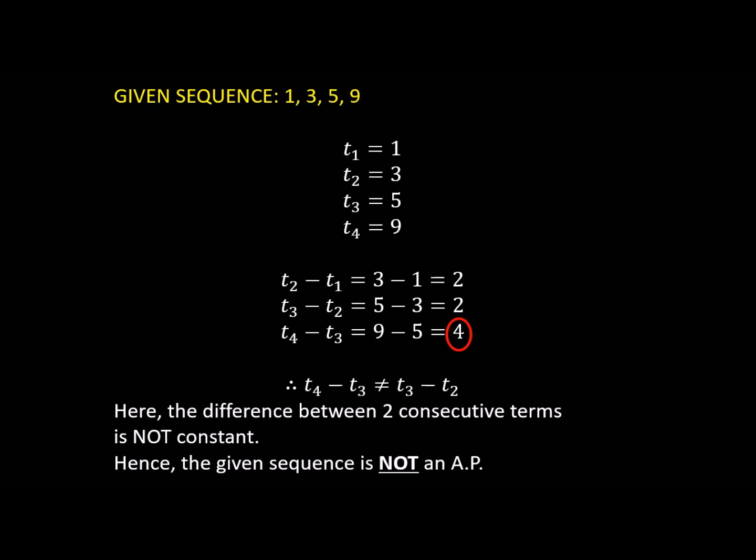So that's simple enough. You're given a sequence, you take pairs of consecutive terms, you subtract, and you see if the differences are constant. If they are constant, then you would simply change the last two sentences by cancelling out the nots. You would say here the difference between two consecutive terms is constant. Hence the given sequence is an AP, right? So if the given sequence is an AP, you simply omit the nots in the last two statements. Everything else is the same. You find the differences between consecutive terms, you find that they're all the same, and you say, yes, here the difference between two consecutive terms is constant, hence the given sequence is an AP.